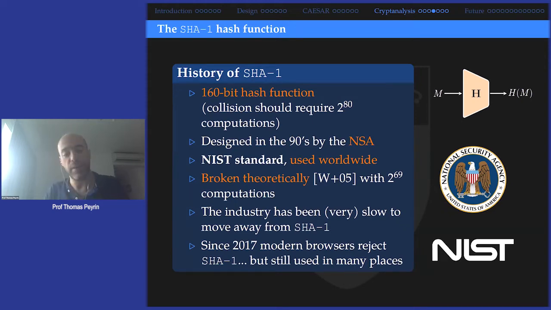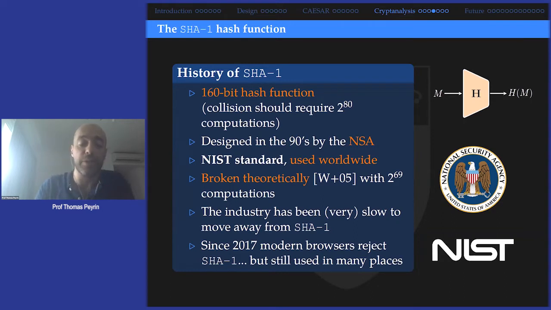In 2005, a Chinese team of researchers came up with an attack, and this attack required 2 to the 69 operations. This is what we call a theoretical attack, because they described this attack in theory, but they could not verify it in practice, because 2 to the 69 is such a huge number that they could not actually run it. So a lot of people worked on trying to find the first collision for SHA-1.